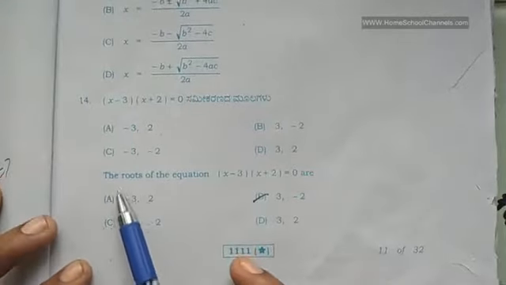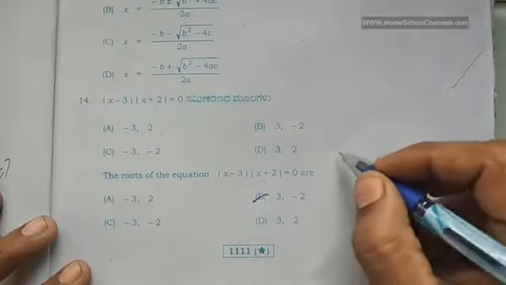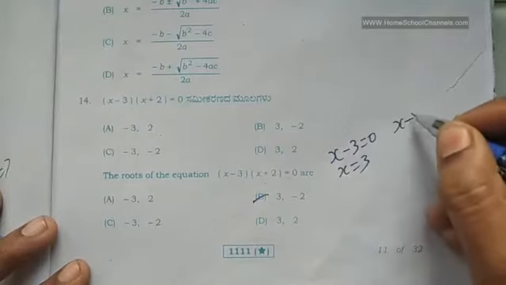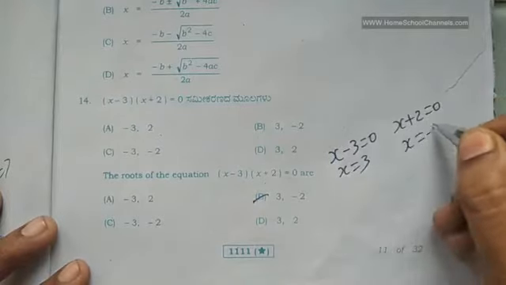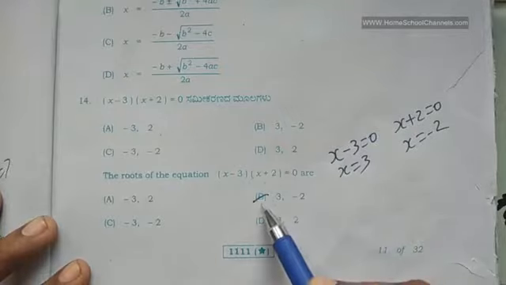14th one, the roots of the equation (x minus 3) into (x plus 2) equal to 0. Directly you can write x minus 3 equal to 0, that is x equal to 3, and x plus 2 equal to 0, x is equal to minus 2. Therefore, the roots are 3 and minus 2. Your option B is the right answer.